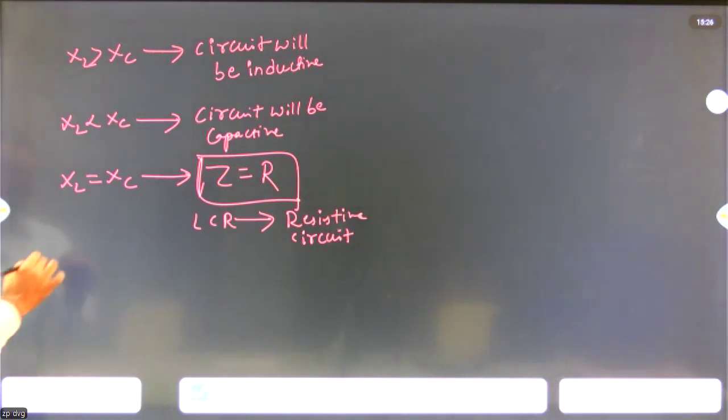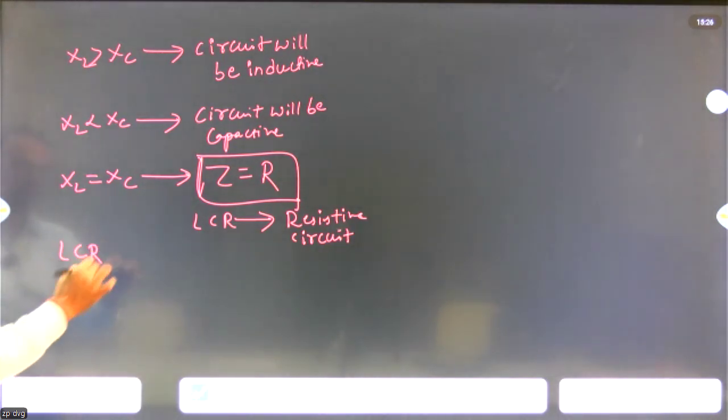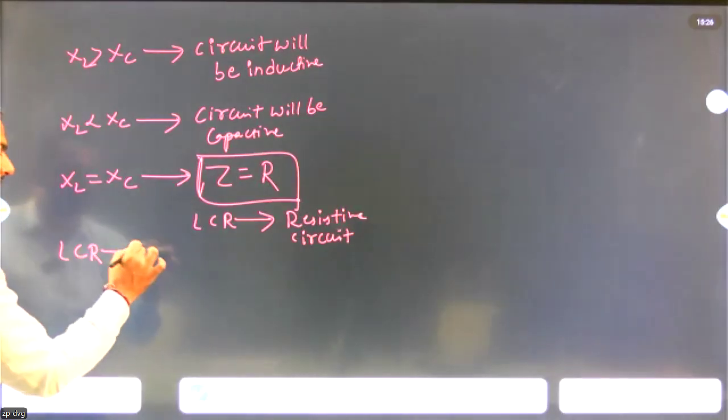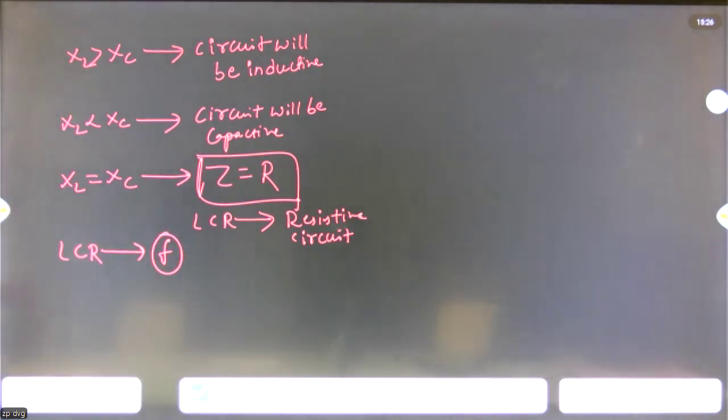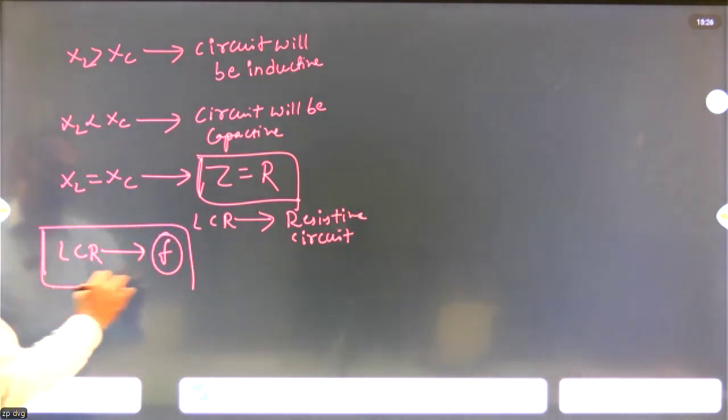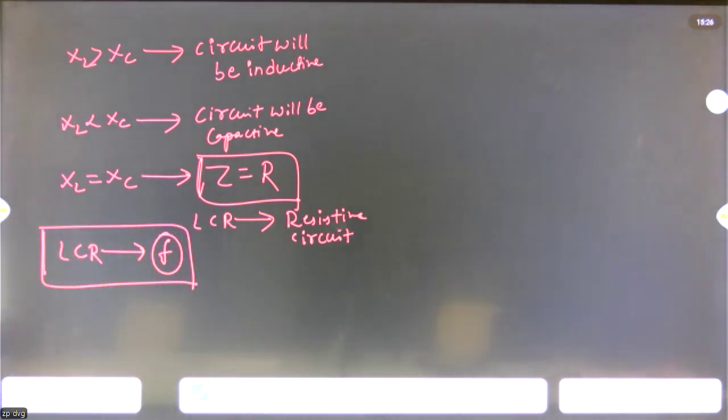So the LCR circuit becomes capacitive, inductive or resistive depending upon the frequency of the alternating source. Okay, this is about the series LCR circuit.